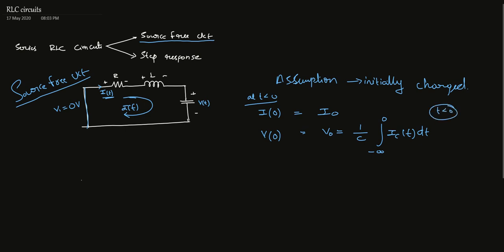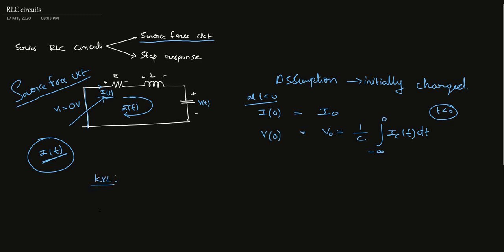Our main motto is to find the response. Here in the series RLC circuit, the common quantity in all the elements is the current, I of t. So first of all let us find I of t. By using this I of t we can find the voltage across any element like R, L and C. So our main motto is to find I of t. For that, apply KVL in this loop.